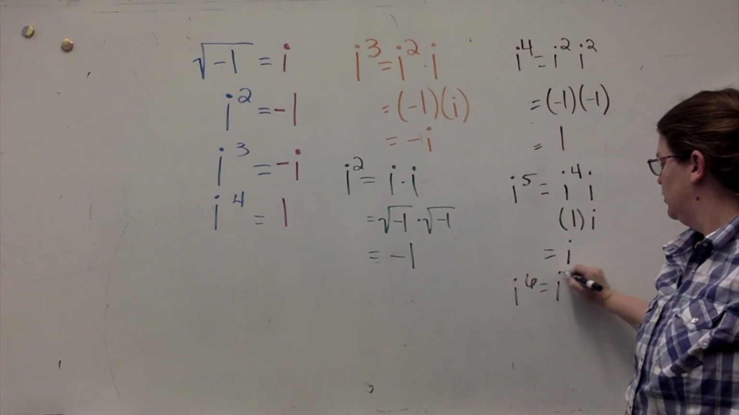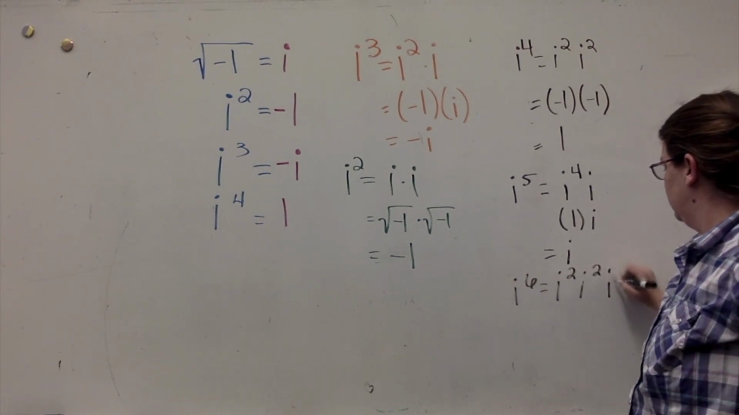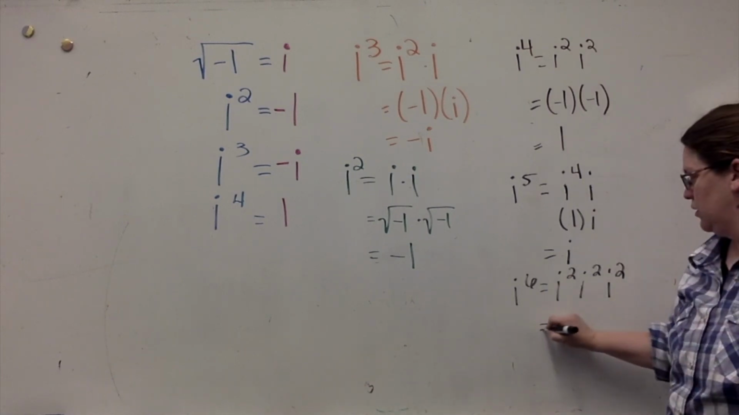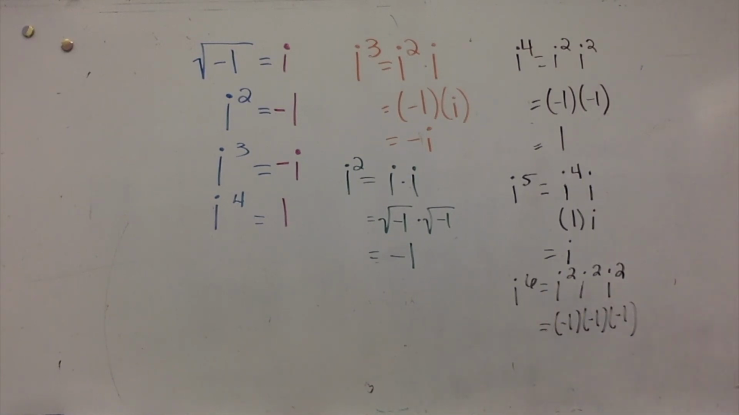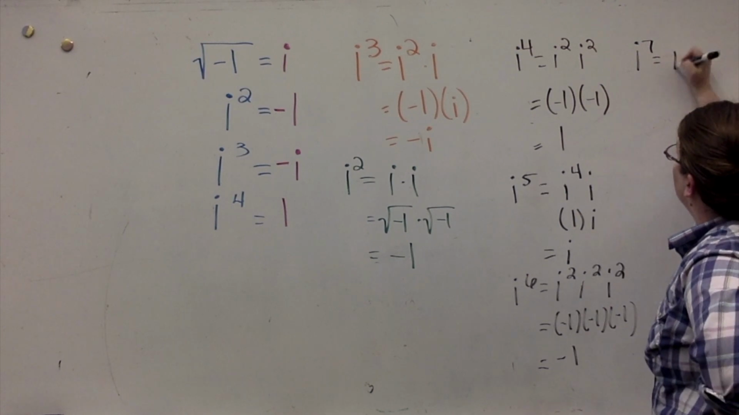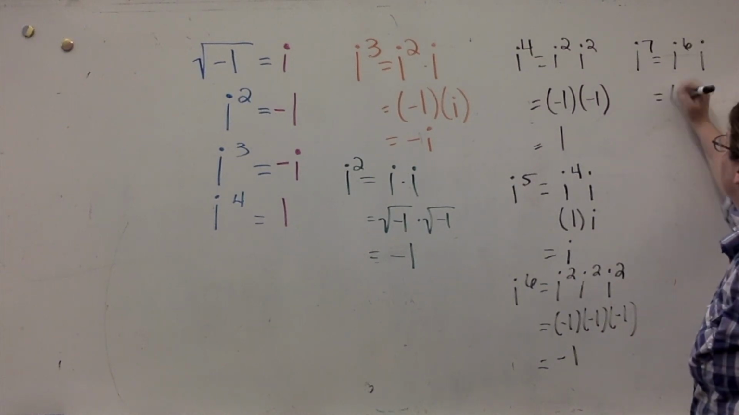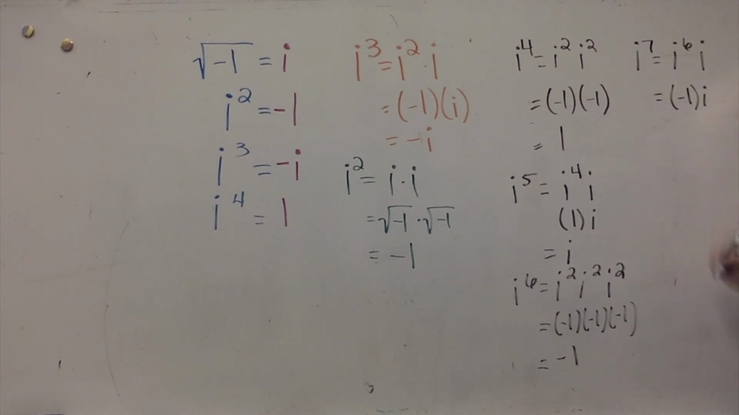Then the way we will do i to the sixth is i squared times i squared times i squared. So you get -1 times -1 times -1, which equals -1. I made i to the seventh, i to the sixth times i. So we substitute in -1 for i to the sixth. We get -1 times i, which equals -i.